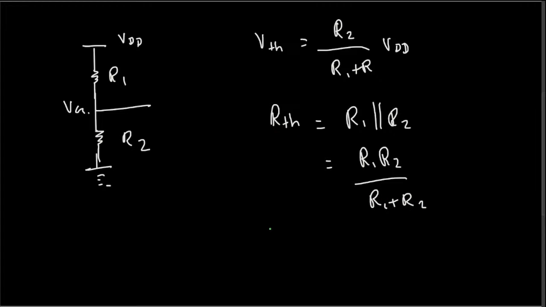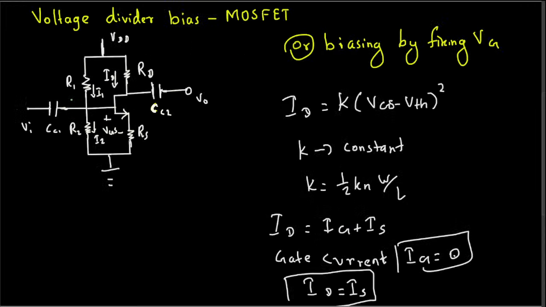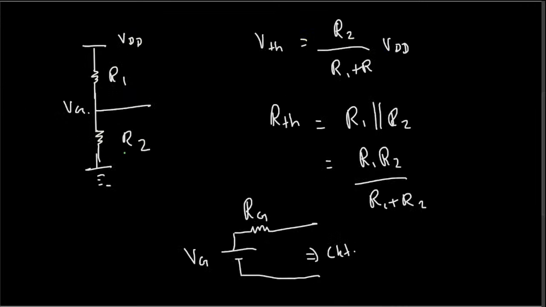Now, instead of this whole thing, we can combine them and put it as just one resistance RG, that's the gate resistance, and one voltage VG, that is the gate voltage. Now whatever the rest of the circuit comes out of this. So we just simplified this part of the circuit by putting it as one resistor and one voltage by applying Thevenin's theorem. After we've done the simplification, the circuit is going to look like this.